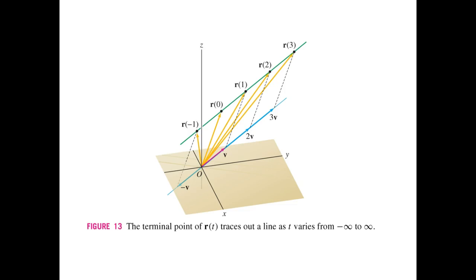Okay. So any point on that line represents some vector r of t. Well, t doesn't always have to be time, but quite often it is. Here's time t is equal to negative 1, t is equal to 0, t is equal to 1, 2, and 3. It could be times, it could be other things, but usually we'll see those. It traces out a line as t varies from negative infinity to positive infinity. Negative infinity going this way, positive infinity going that way. Okay, these are your t values that you plotted here.